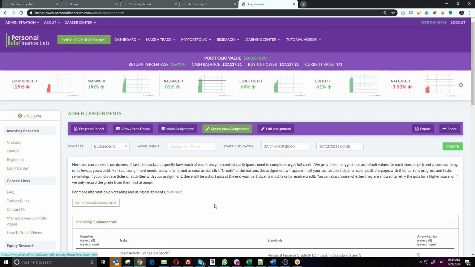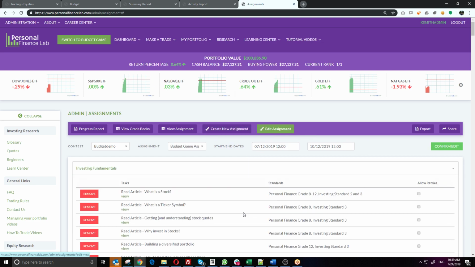Create new assignment would let you create more. We have a copy older assignment, so if you're using this in the same class each semester, you can copy your class over with 2 clicks. And you can edit the assignment to add or remove stuff after it's been created too. So there's a lot of flexibility there as well.